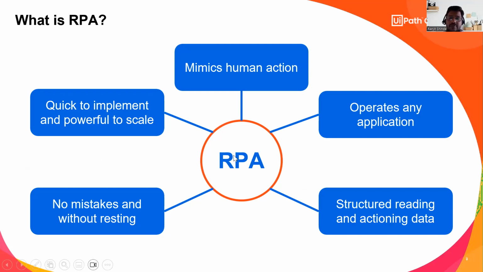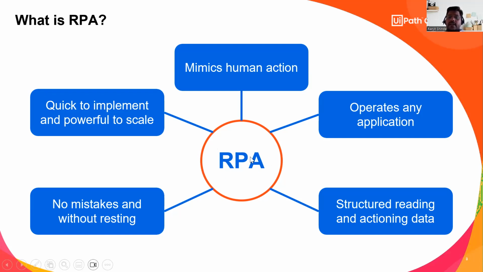With the help of RPA, we will do automation like Excel automation. Second, we will do email automation. Third, PDF automation. Then next one, PowerPoint presentation automation. Then next, web automation. Then next one is desktop automation. All this type of automation we will do with the help of RPA.